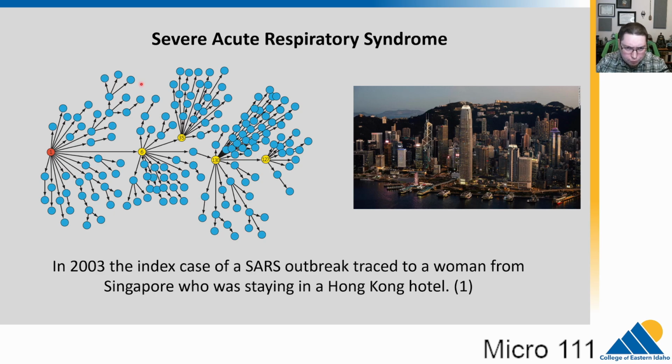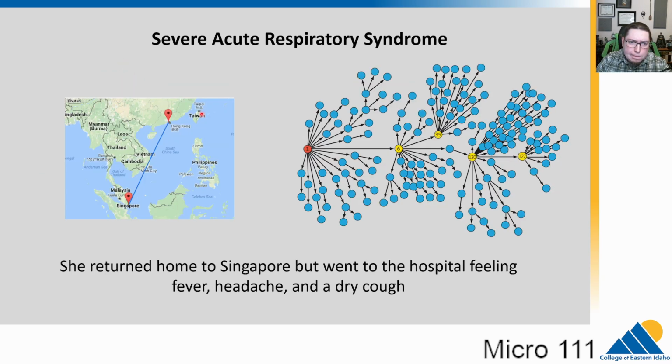So here's what's going on. Okay, so she was in Hong Kong and got infected. We can't trace it further than that, although there are some thoughts that maybe there was a doctor who had been working in rural China who had brought it to this area in Hong Kong. So she traveled home from Hong Kong to Singapore. But then she went to the hospital when she got home because she was not feeling well. She had fever, headache, and a dry cough.